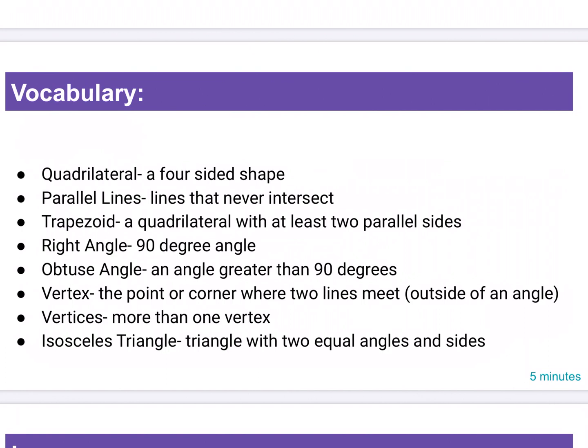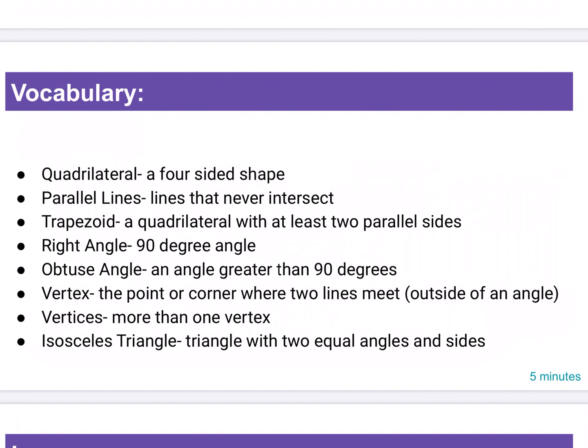A right angle is a 90-degree angle. An obtuse angle is an angle greater than 90 degrees. A vertex is the point or corner where 2 lines meet, the outside part of the angle. Vertices, more than 1 vertex. Isosceles triangle is a triangle with 2 equal angles and 2 equal sides.